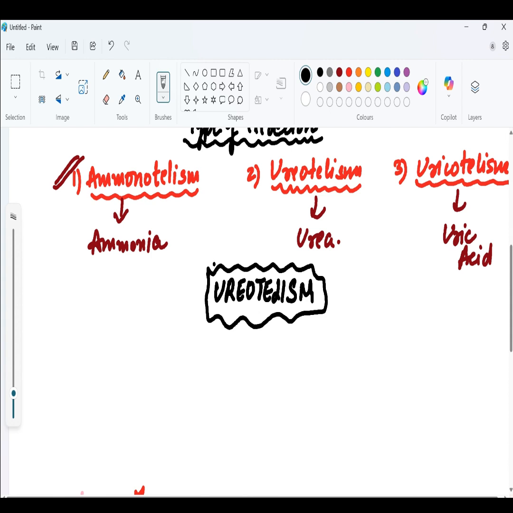As the name suggests, what is being excreted here? Urea is being excreted here. All right, what is being excreted here? Urea is being excreted here. That is what we have to understand here.